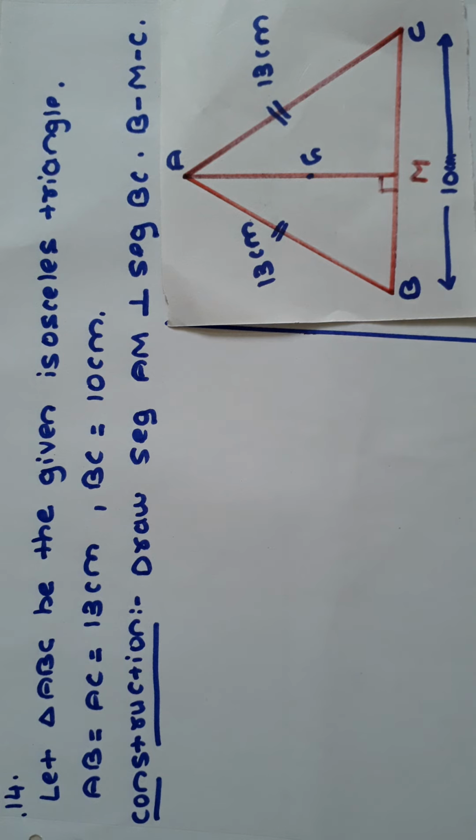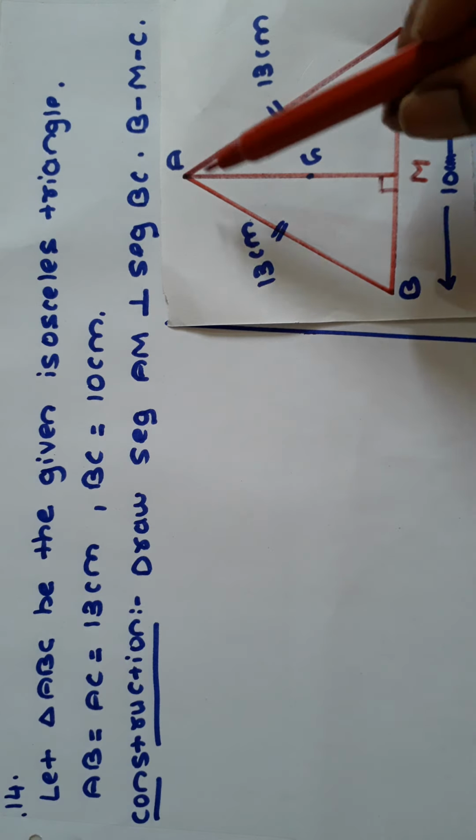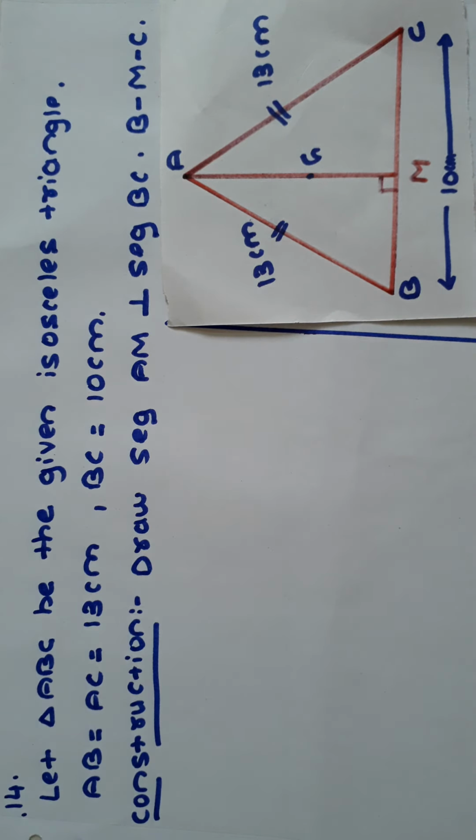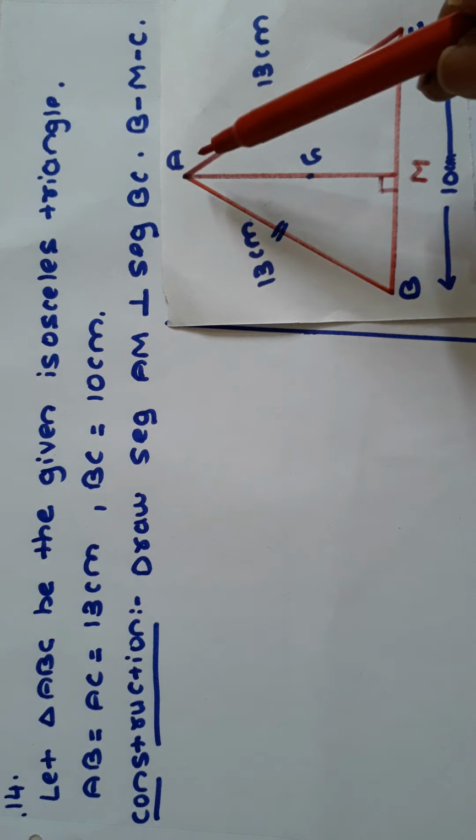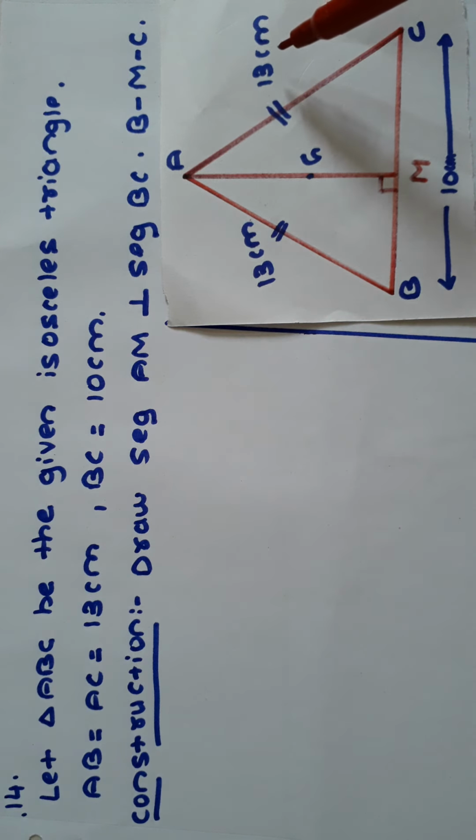Question number 14. In an isosceles triangle, the length of the congruent side is 13 centimeter and its base is 10 centimeter. Find the distance between the vertex opposite the base and the centroid. So let ABC be the given isosceles triangle. AB is equal to AC is equal to 13 centimeter are the congruent sides. The base BC is 10 centimeter.